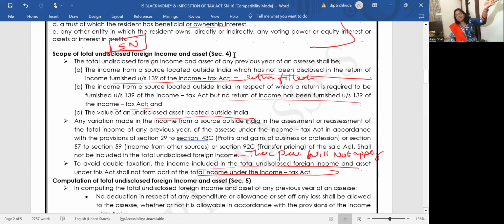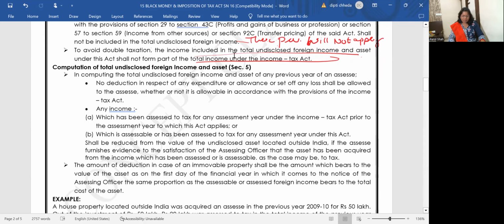Undisclosed income is that income which you should have disclosed in your return but didn't, or related to which you should have filed your return but didn't file, or there is an asset outside India. But in any of these three cases, if they are taxed in India, Indian income tax rules will not apply. Transfer pricing and business head allowed, disallowed, none of that will apply. And second thing is income will not be taxed twice. That I already told you earlier also. Okay.